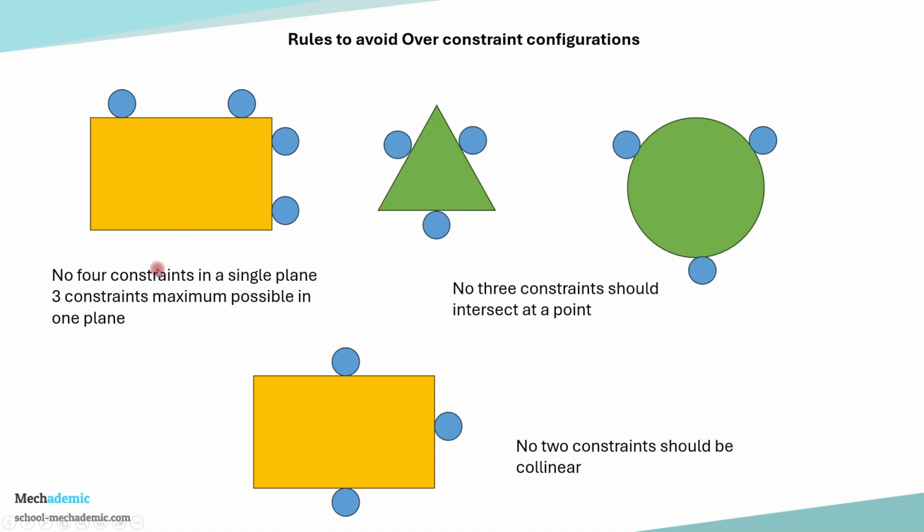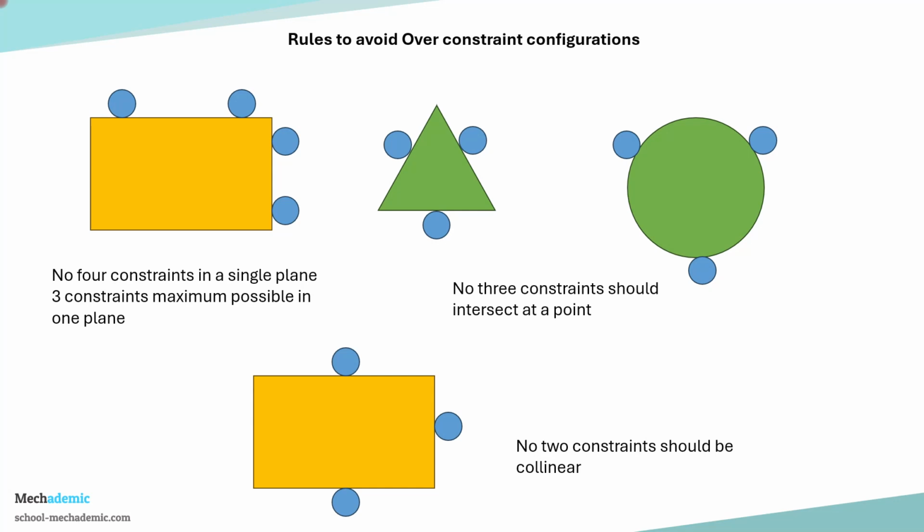This is the third rule. To summarize, the 3 rules are: no 4 constraints should be on a single plane. The maximum of 3 constraints should be in one plane. No 3 points of contact should have normal forces intersecting at a point. And no 2 constraints, no 2 points of contact or no 2 lines of action of normal forces should be collinear on the same line. So these are generic rules of thumb for simple shapes to avoid over constraint in 2D.